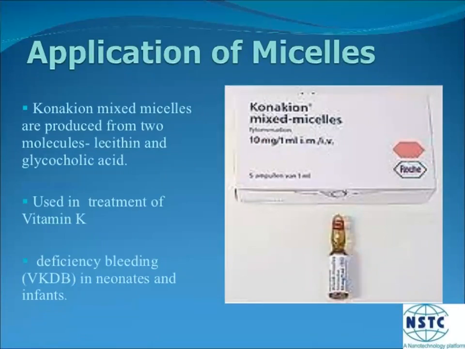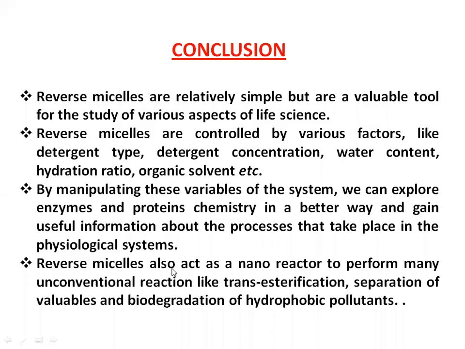First one, conication mixed micelles are produced from two molecules, lecithin and glycocholate. After that, it is used in the treatment of vitamin K deficiency. If vitamin K deficiency is there, then we are going to use micelles. After that, deficiency bleeding in neonates and infants. After that, the last one is the conclusion.